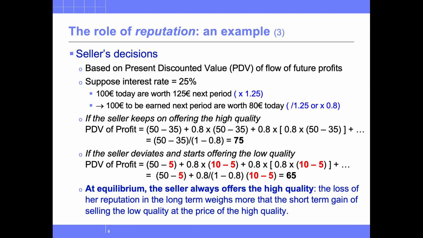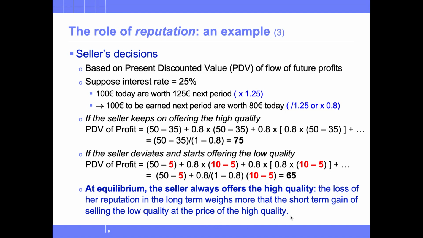So in that numerical example, we see that it's more profitable for the seller to keep on offering the high quality. The immediate gain of fooling the consumers with low quality is lower than the future losses of losing your good reputation. To summarize the result, in this case, at equilibrium, the seller always offers the high quality. We see that the loss of a reputation in the long term weighs more than the short-term gain of selling the low quality at the price of the high quality.